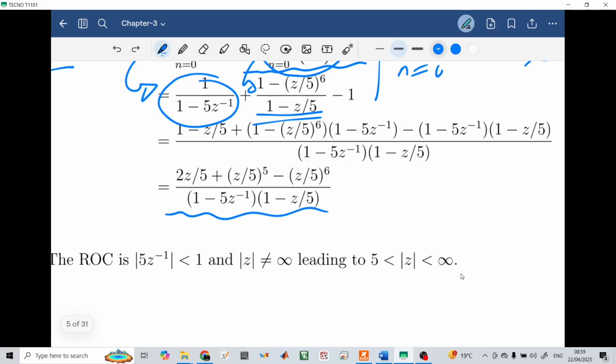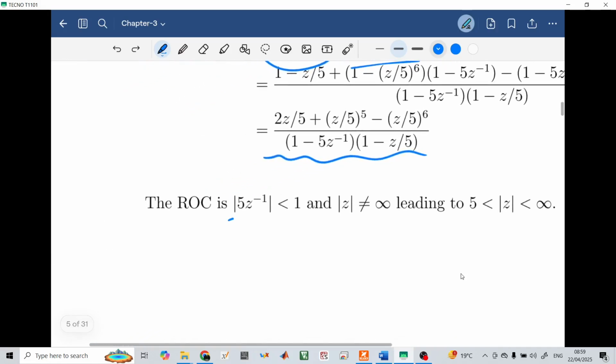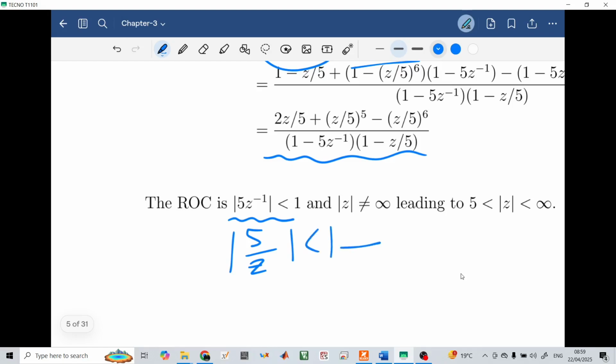So what we have here is that this should be less than 1, strictly, not less than or equal, strictly less than 1. And of course, this means that I have 5 over z less than 1, meaning that the absolute value of 5 is less than the absolute value of z, meaning that the absolute value of z is greater than 5, and of course by definition it's less than infinity.